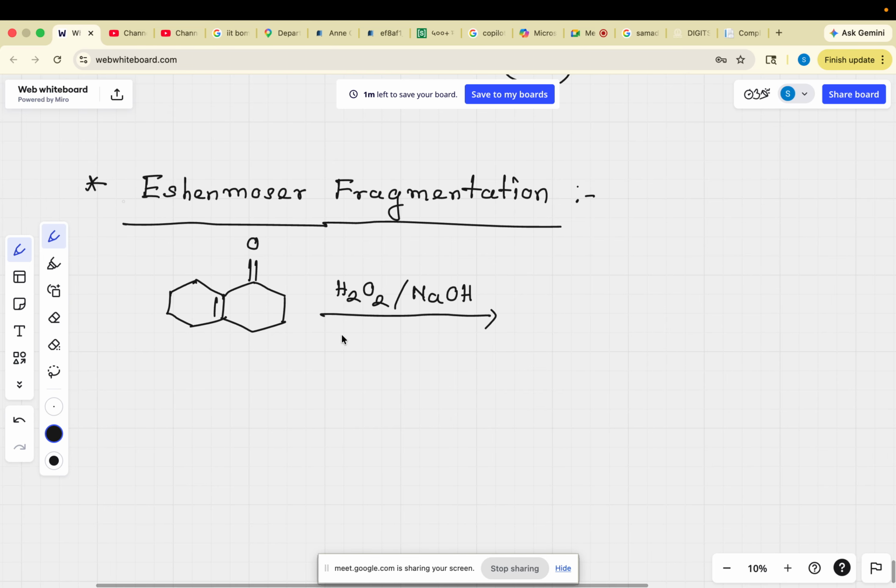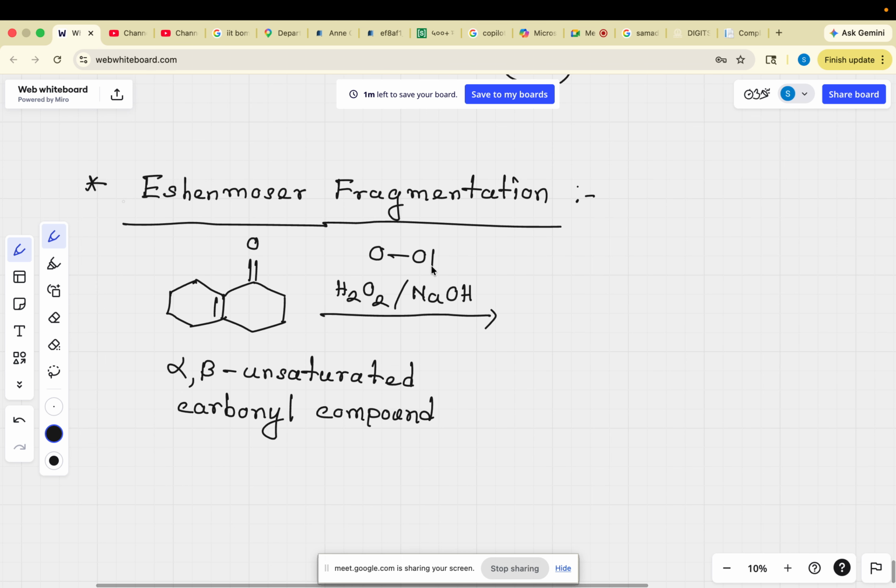Epoxidation, right? So this is your alpha beta unsaturated carbonyl compound. That means this double bond is becoming electrophilic in nature, and in H2O2 NaOH the nucleophile generated is OH minus.